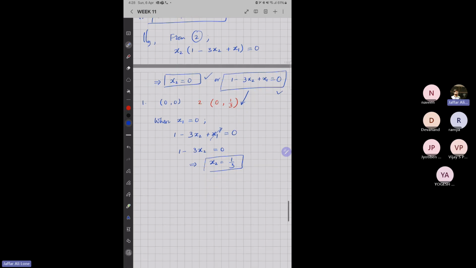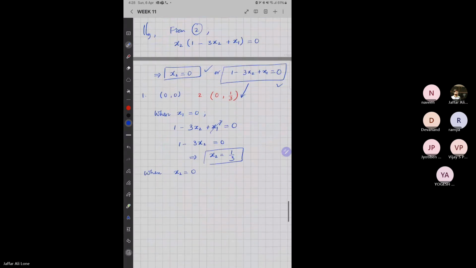Now let's look for the third equilibrium point. When my x2 is 0, then from this equation, 5 minus 2x1 minus 4x2 is equal to 0. So this goes, my 5 minus 2x1 is equal to 0. It implies my x1 is equal to 5 over 2. So I got my third equilibrium point: when my x2 is 0, my x1 is 5 over 2.